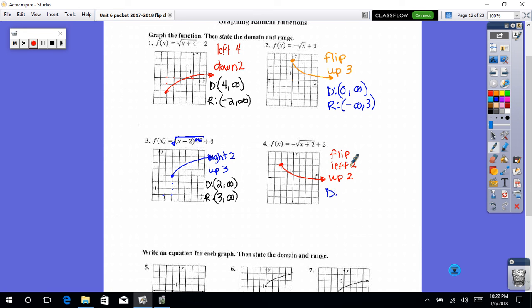Since we went left 2, the domain is now affected this way. The furthest to the left we could ever go is right there at -2, and the graph stops, but we can stay on it forever to infinity. As far as the range of this one, remember range is bottom to top. So the lowest we will ever get is negative infinity on the y, and the highest we will ever get is +2.